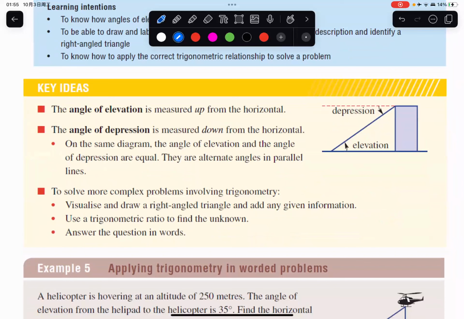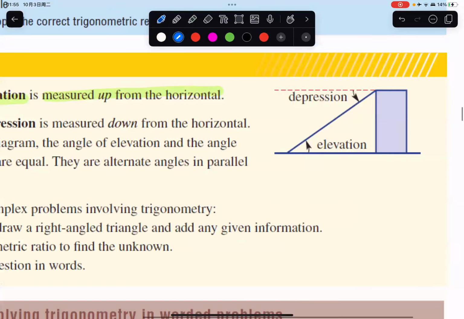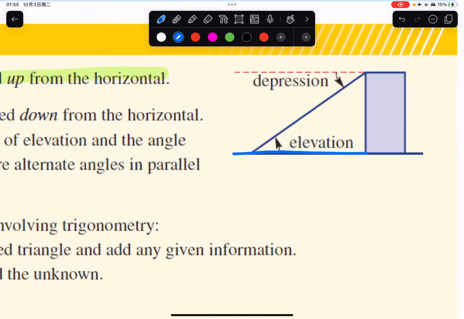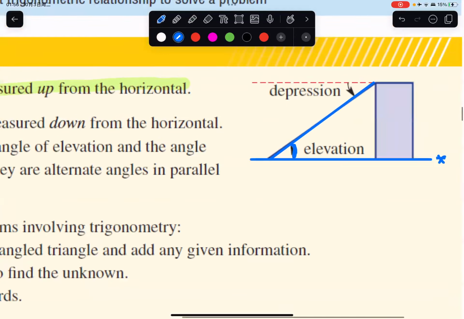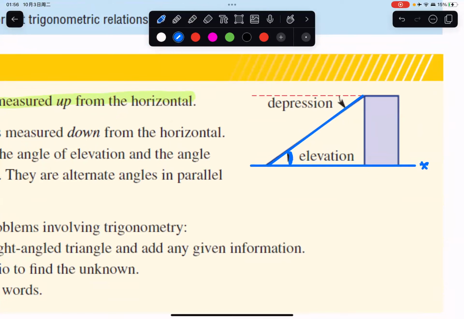The first thing you need to know is the definition of the angle of elevation and the angle of depression. Let's look at the angle of elevation first. The definition is: measured up from the horizontal. What does it mean? Let's look at the right-hand side example. The horizontal is the ground level here. The angle up from the horizontal, that one, we call the angle of elevation. So when the question asks you for the angle of elevation, it is asking for this one. You need to remember this.